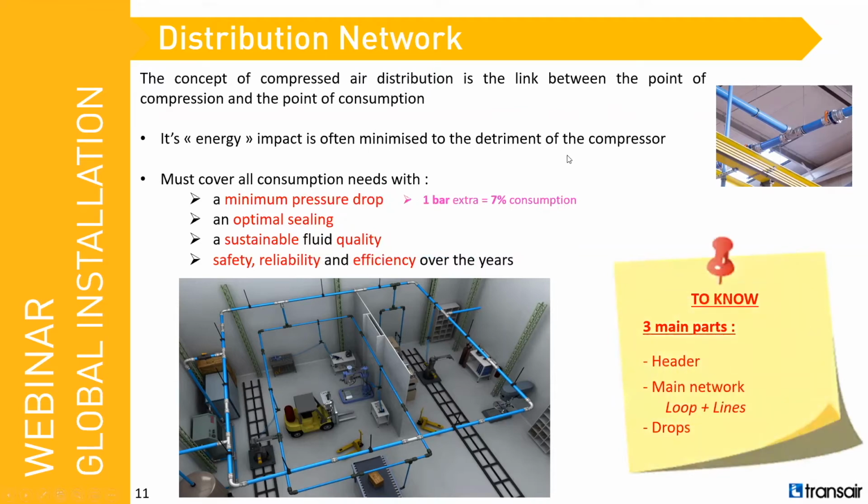In a network, we distinguish 3 main parts. First, the header, which is the part in between the compressor room and the network. The main network itself, with usually loops and lines. I will talk more about that afterwards. And the drops, which are there to link the network and the point of use.